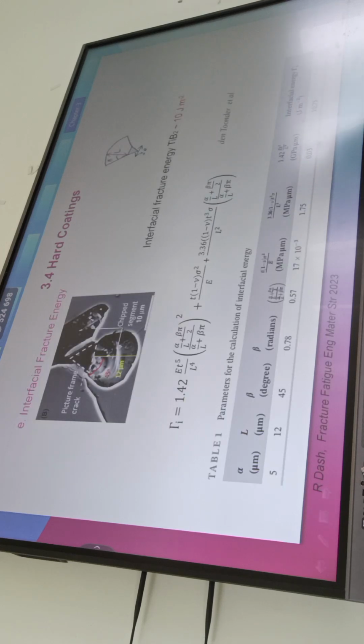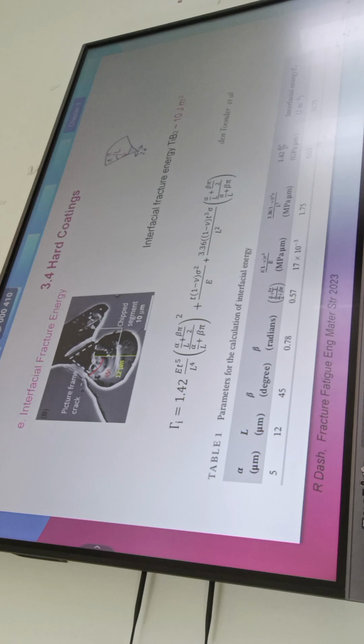In hard coatings, the interfacial fracture energy also plays a crucial role, which can be found from the Dent-Thornton equation, which I have represented here. The parameters for the calculation of the interfacial energy have been given in the table. Here in the image we can see some picture frame cracks and some chip segments. So what is the conclusion finally?